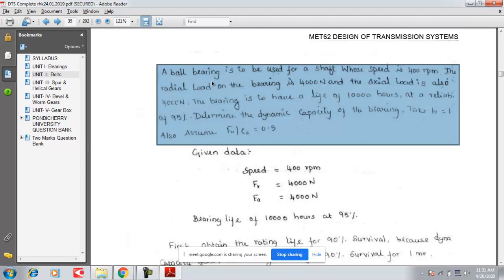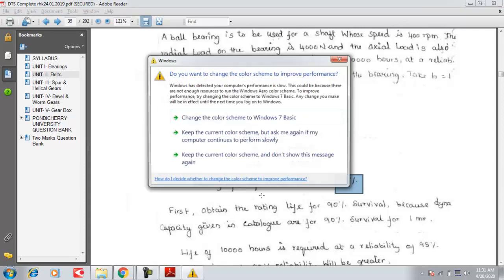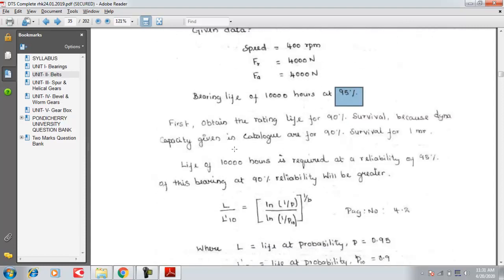Bearing is to have a life of 10,000 hours at a reliability of 95%. Here, if you see, they have given a bearing life and also the reliability percentage. First, we have to obtain rating life for 90% survival. That is what we usually do in this type of problem in ball bearing problems. We usually find out the life for a survival of 90%. That is nothing but L10. We usually find the value of L10.